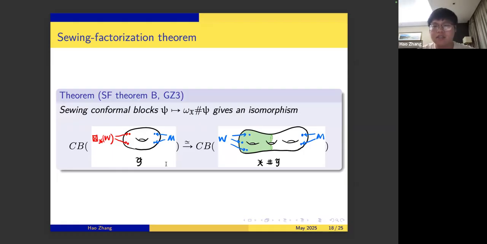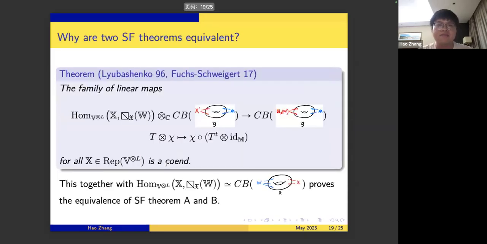And I will prove that the sewing-factorization A and sewing-factorization B are indeed equivalent. And the equivalence is given by a theorem by Lyubashenko and Fuchs and Schweigert. They prove that the family of linear maps from this to this is actually a coend with respect to X. And the linear map is given by this formula, as you can see.